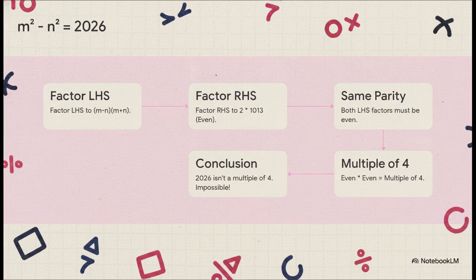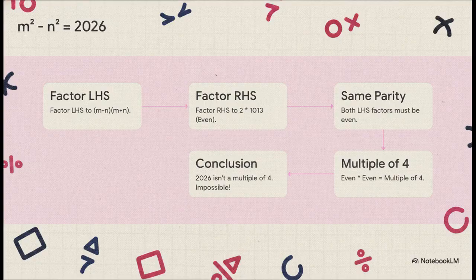Now, because our two factors on the left are the sum and the difference of the exact same two integers, our good old same parity rule dictates they absolutely must either both be odd or both be even. Since they multiply to an even number, 2026, they clearly cannot both be odd, so they have to both be even. But wait a minute. We just learned that an even times an even is always a multiple of 4. So ask yourself, is 2026 a multiple of 4? Nope, it sure isn't. Therefore, without doing any heavy lifting or crazy math, we can definitively prove that no such integers m and n can possibly exist.